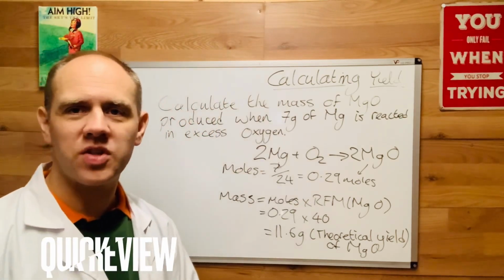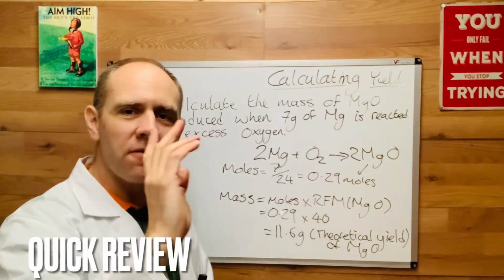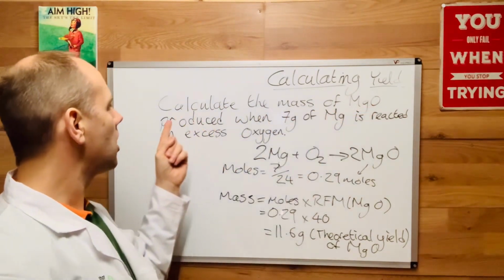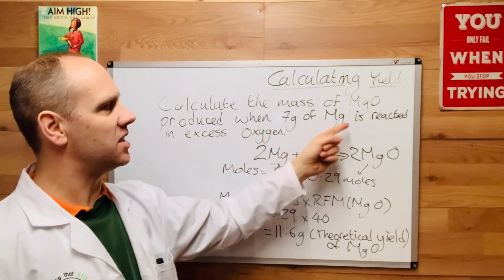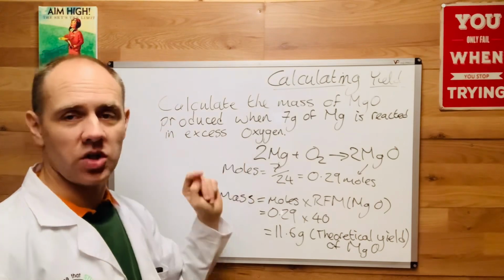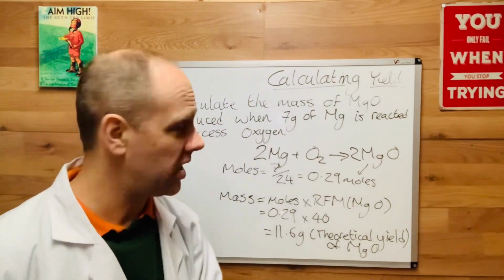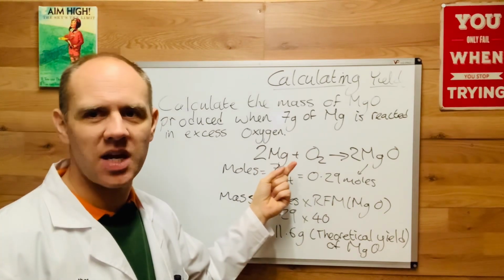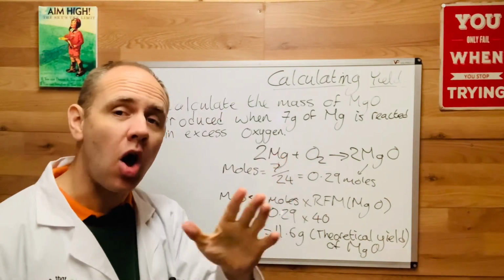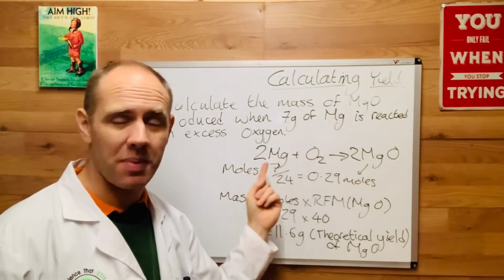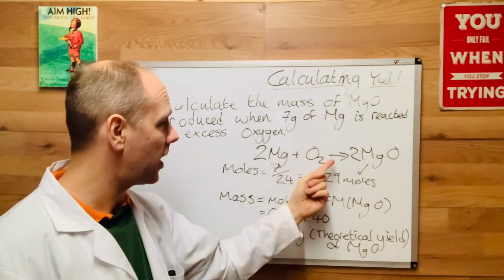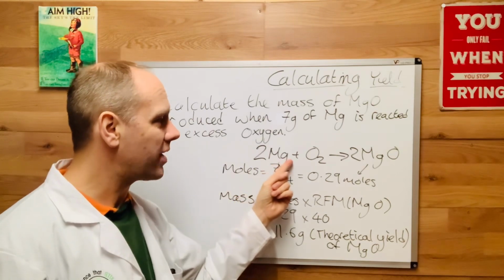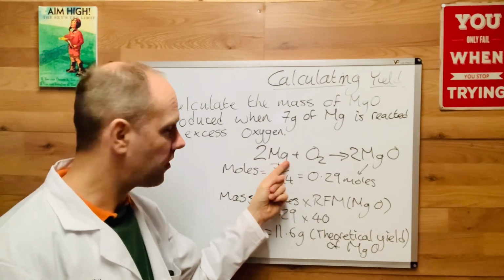Now, let's go through those steps just one last time. The first thing is you've got the question. Calculate the mass of magnesium oxide produced when 7 grams of magnesium is reacted in excess oxygen. The excess means you've got more than you need. You write a balanced equation. You normally are given this in a GCSE exam, but if you're not, make sure that you have the balanced chemical equation. You then calculate the number of moles of the reactant that you have.